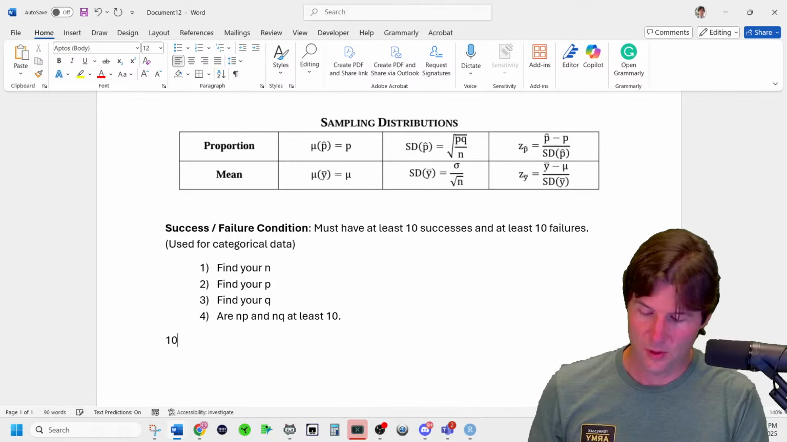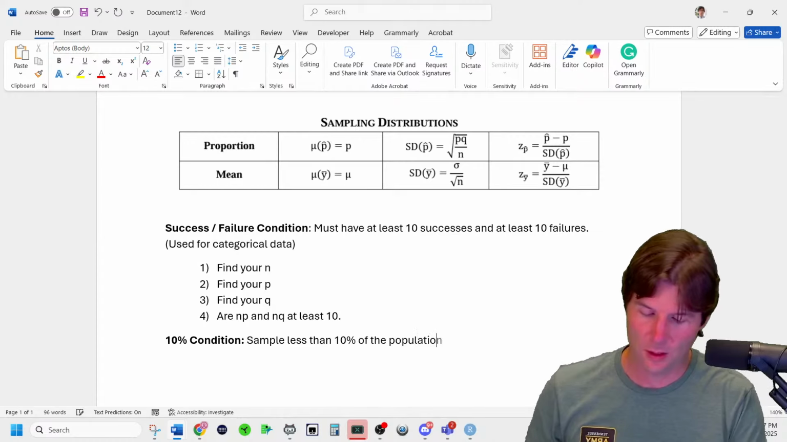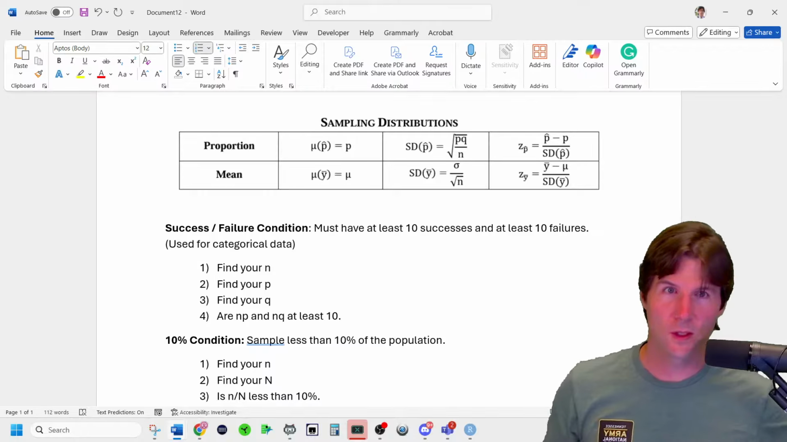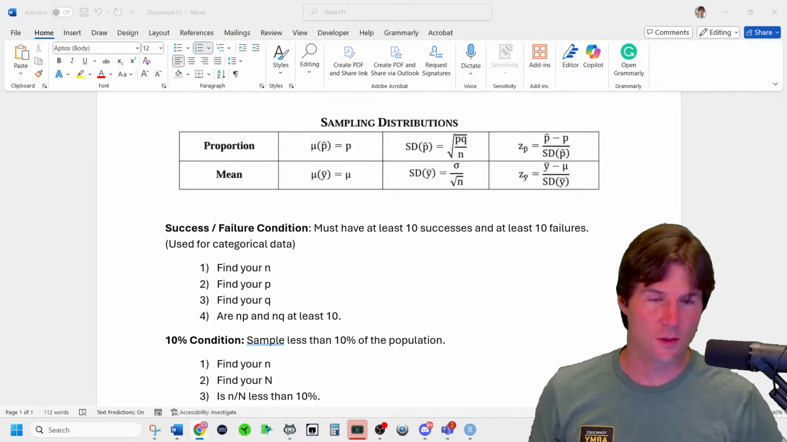The 10% condition: you must sample less than 10% of the population. So find your n, find your capital N, and check whether n divided by capital N is less than 10%. With this right here, we can check these conditions.